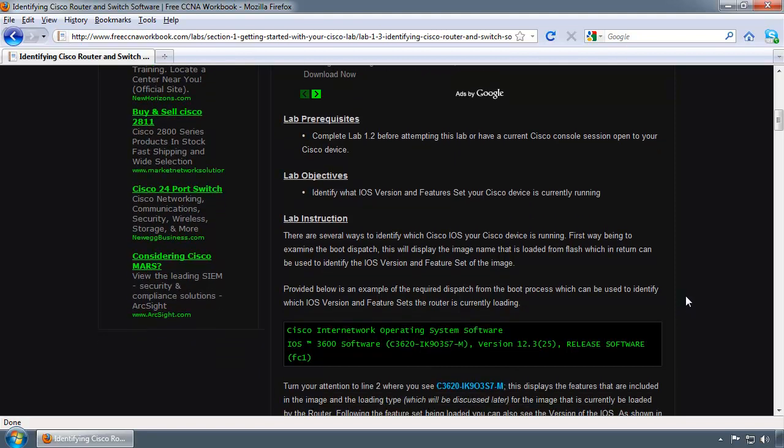And one of the biggest issues I see is an individual will buy a router and it will just have IP Base or something on it, and they'll try to set up router on a stick, which is a common CCNA lab. And when they try to enable .1Q encapsulation on an Ethernet interface, it will not let them. This is due to the IOS feature set running on the platform, because it does not support .1Q trunking on a Fast Ethernet or even a 10 megabit per second interface.